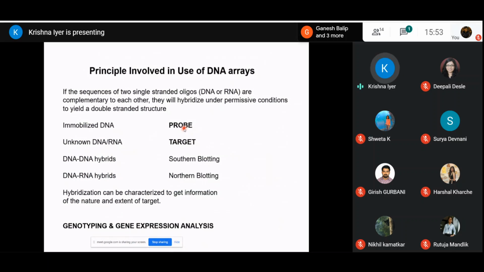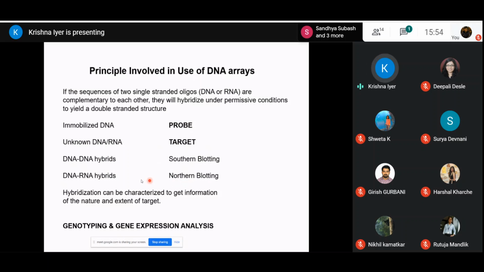Now if in your sample you are looking for DNA to be targeted, then this interaction between DNA and DNA is referred to as southern blotting. And if in your target you have RNA which is going to hybridize to your probe, which is a DNA, then it is called northern blotting.